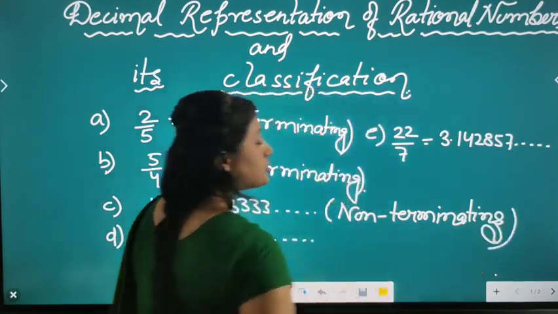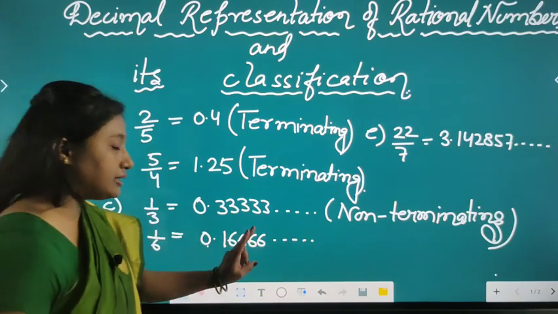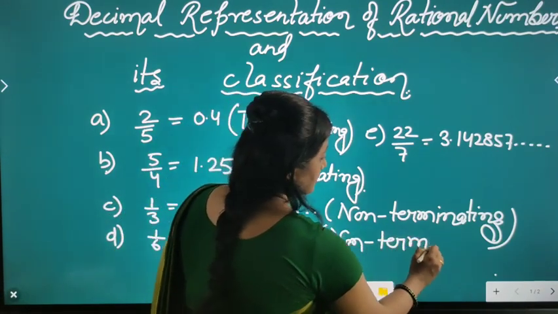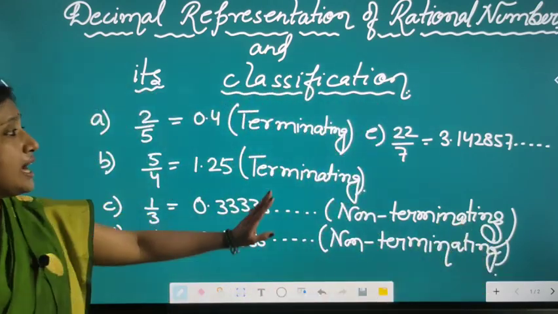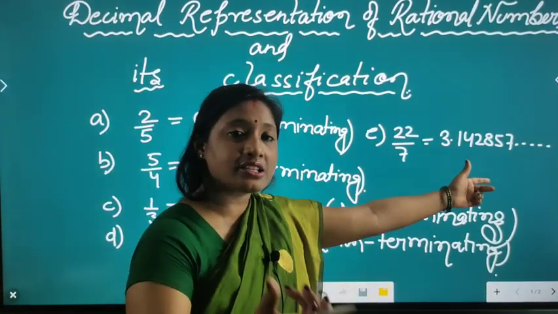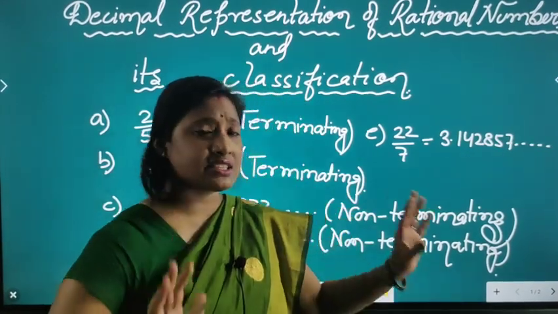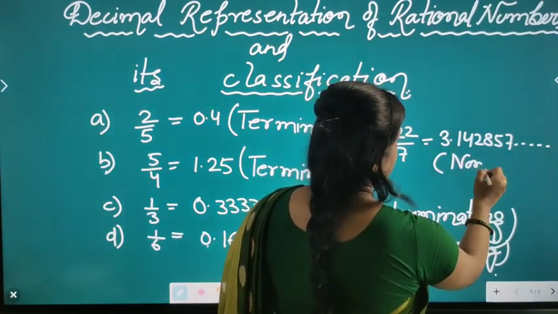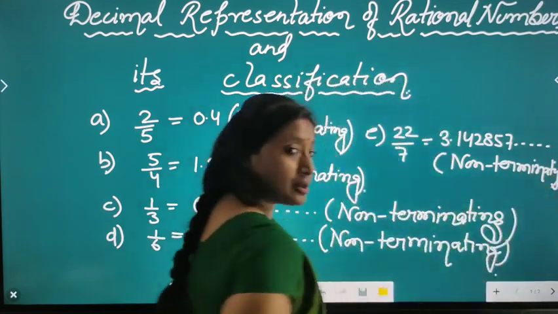Next, this is 0.166666. It will continue. Then this comes under the category of non-terminating. This will also come under non-terminating. And what about this 22 by 7? Here also we are not going to get a finite number of digits after the decimal. That is 142857 and so on. It will continue. That means this number is also non-terminating. It will not stop.